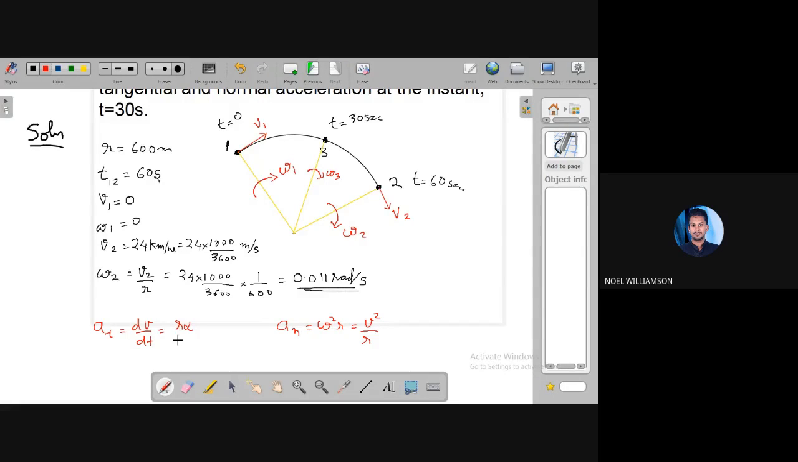Okay, so you have already got the value for r. You are having 600. Alpha you have to find out. Omega also you have to find out using these relations. So omega 3 you have to find, because we have to find the value for at and an at the point 3. Okay, so first of all, the alpha will be common to all cases. So in order to find the value for alpha, we have got 3 relations.